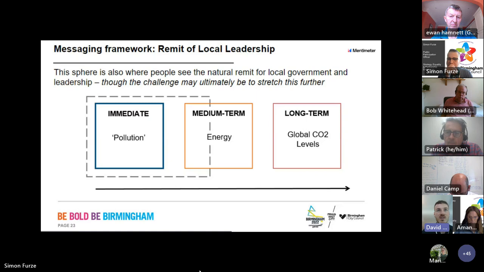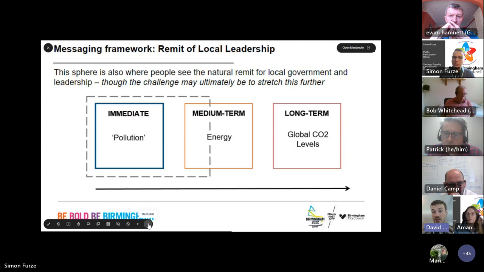these also translate to the issues they associate with each of those horizons. The immediate horizon is often associated with pollution and waste and cleanliness. The medium-term horizon, the national one, is associated with energy and how we decarbonize energy. And then long-term and international, people think about global CO2 levels, so something a bit more abstract. What's been shown from the research with Birmingham residents is where they see the priorities and responsibilities of the local authority lying. It's really around that immediate and medium-term horizon, the pollution and energy side of things. So the key takeaway is that these are seen as within the responsibility of local authorities and local people.